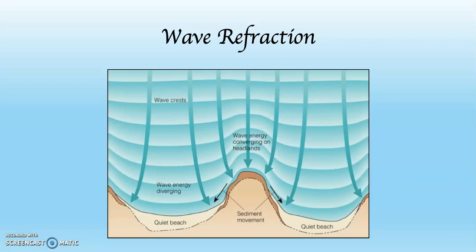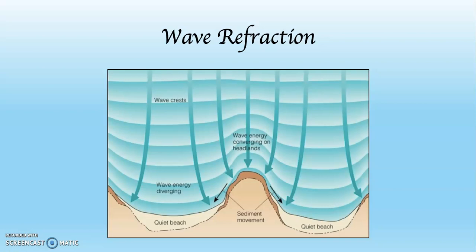What I want to do now briefly is explain to you one of the dynamic forces of the sea, and we call this dynamic force wave refraction, which you can see in this diagram. Wave refraction occurs when a wave bends around a protruding headland. What is a protruding headland? Well, it's like a peninsula, like you see there right in the middle of this diagram.